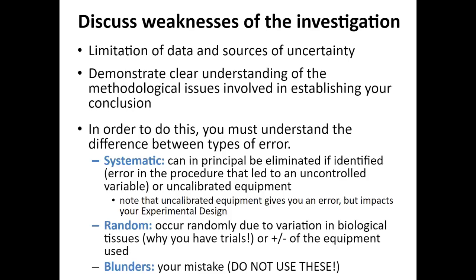Sometimes the sources of error can be random. These are going to be the things that are completely out of your control. For example, when working with biological organisms, they are going to have variation within their biological tissues. That's not something that you have any control over. This is why you do multiple trials, so that you can look at several chunks of data or averages of data sets. Or this could also be the plus or minus uncertainty on the equipment that you chose to use.